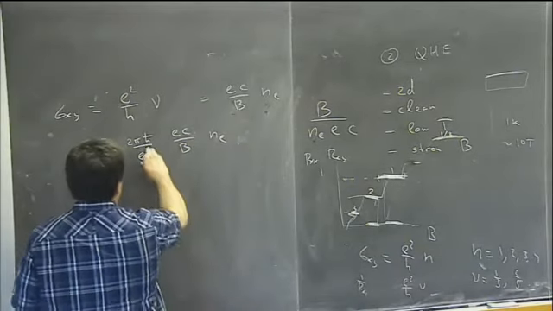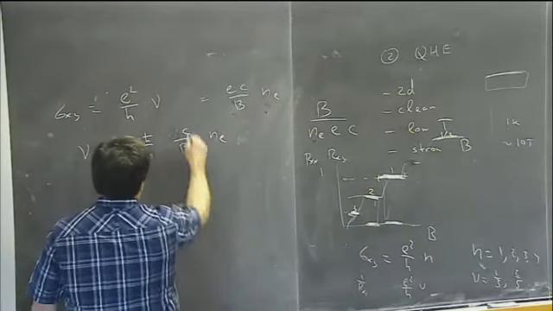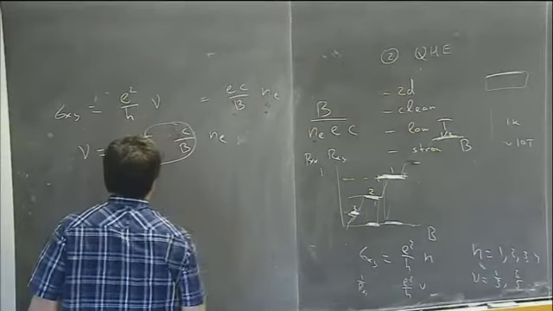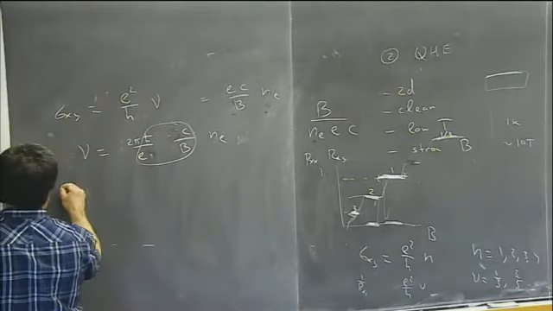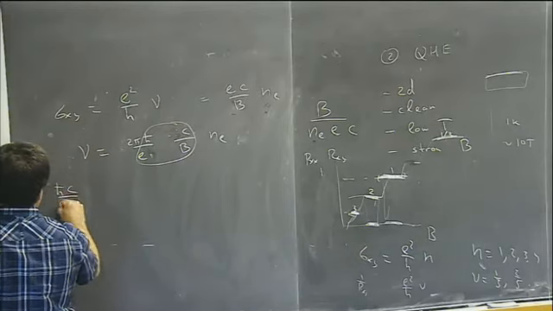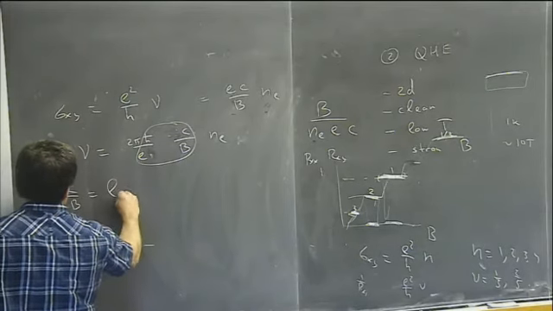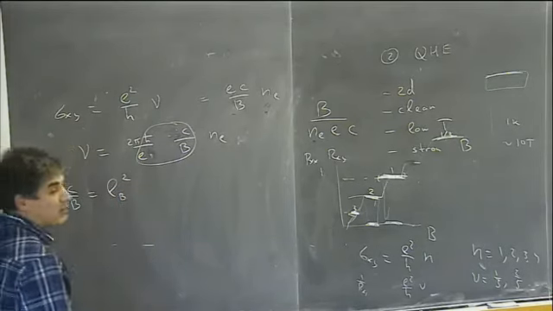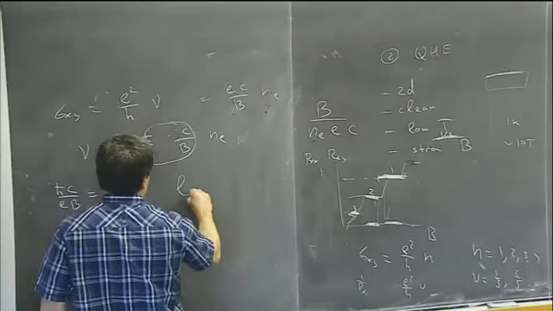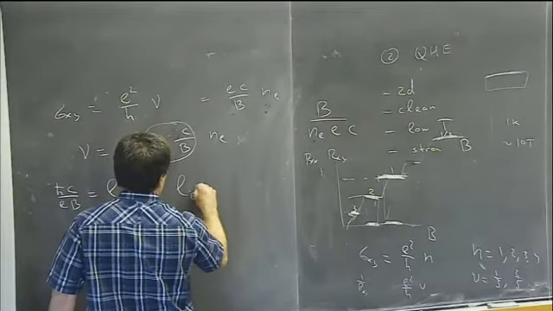And then 1/e cancels, and hc over eB has dimension of length squared. It's called the magnetic length, L_B. This is the magnetic length.